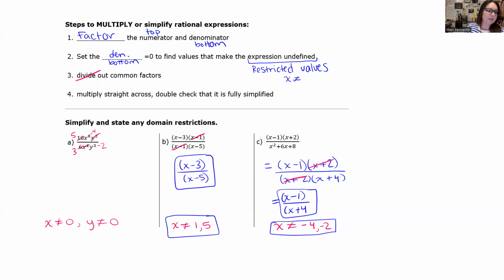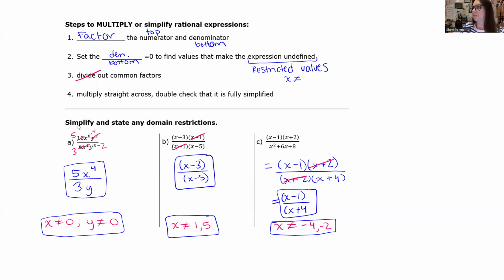Now I'm ready to rewrite. So I will get 5x, 8 minus 4 is 4, over 3y, and 3 minus 2 is 1. I don't have to write the first power. You've actually learned how to already simplify these. We've already done this type of problem before, the first one.